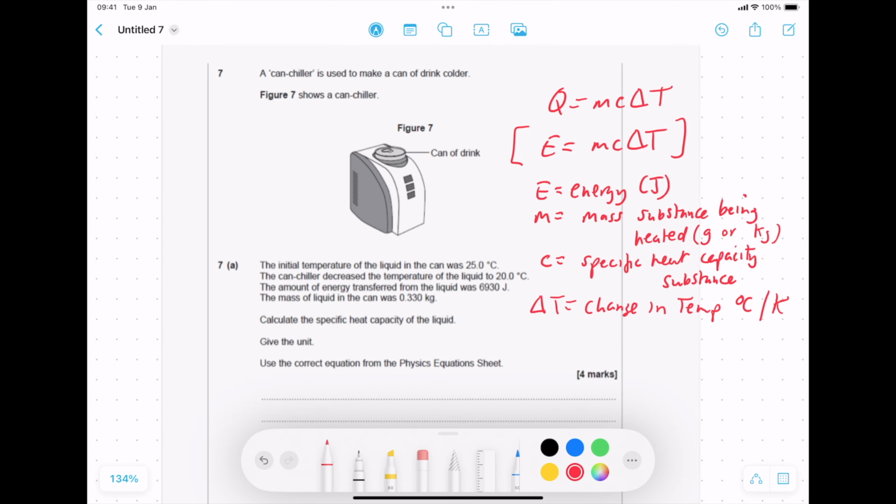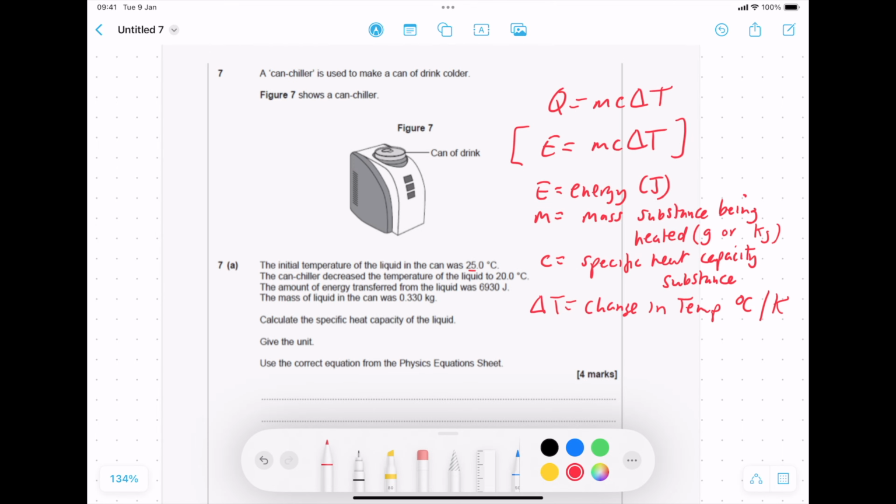So a can chiller is used to make a canned drink cooler. So basically you put a soft drink, by the looks of it, into a cooler and it cools it down. So the heat is being absorbed from the can into the machine. The initial temperature of the liquid is 25. The can chiller decreased the temperature to 20. The amount of energy transferred from the liquid was 6930. The mass of the liquid in the can was 0.33 kilograms.